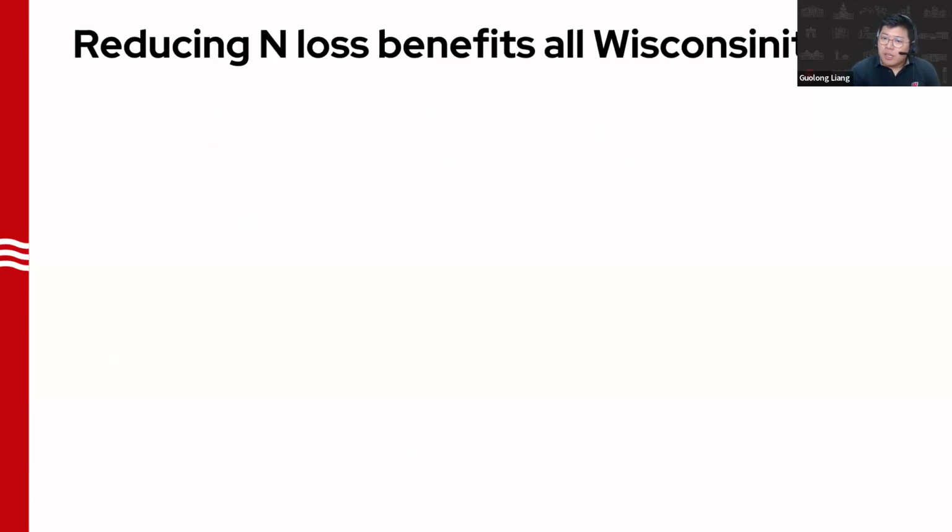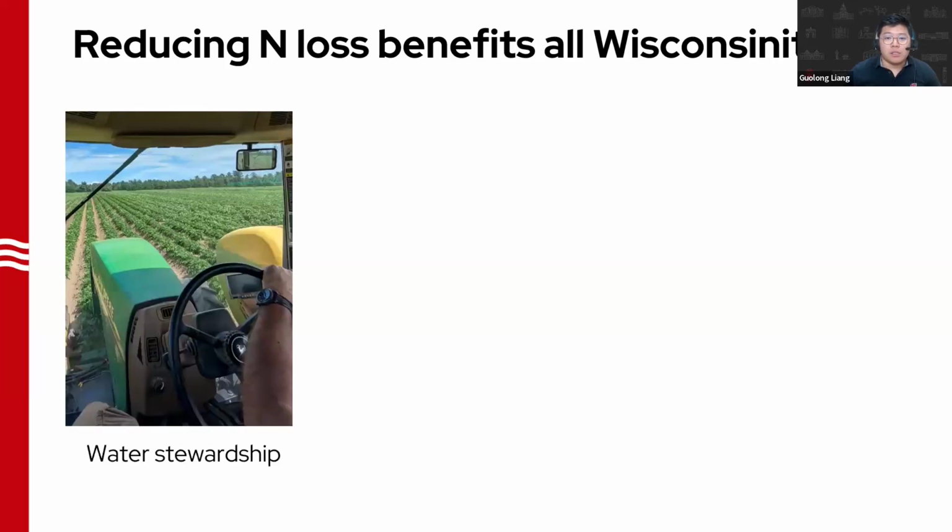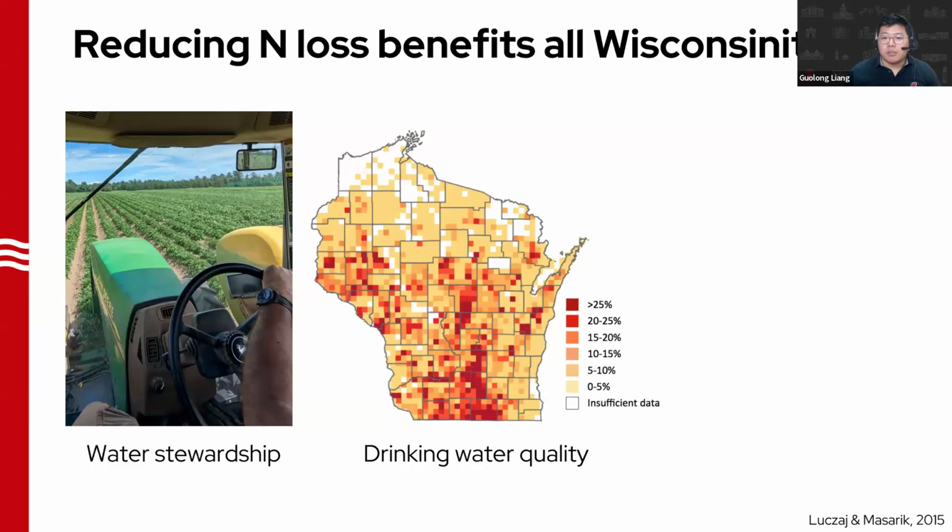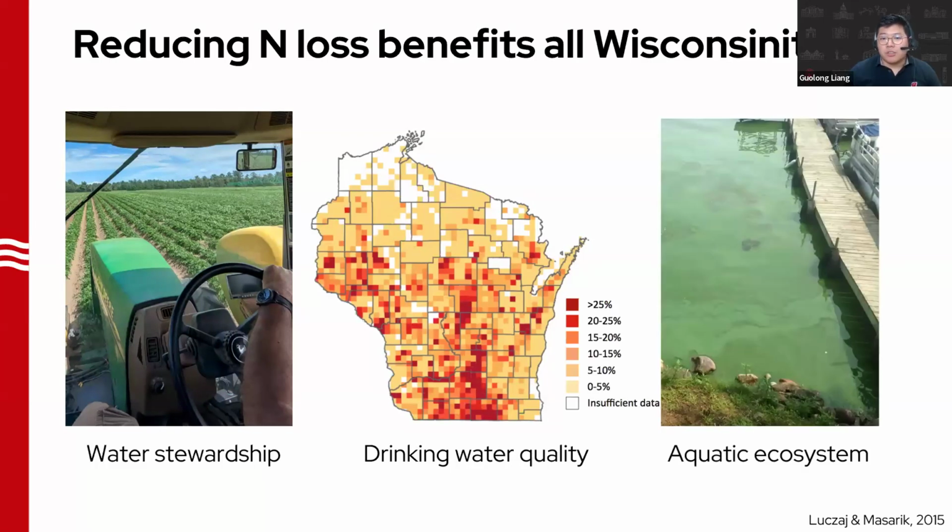To start, why should we reduce nitrogen loss in the first place? Because it benefits us all. Reduction of nitrogen loss for farmers means increased profitability and better stewardship of our water and fertilizer inputs. For our communities, the reduction means cleaner drinking water and less risk of cancer, thyroid diseases, and adverse birth outcomes from elevated nitrate levels within our drinking water. For our ecosystem, reducing nitrogen loss means fewer algal blooms in Wisconsin lakes and streams, the Great Lakes, as well as the Mississippi River watershed.